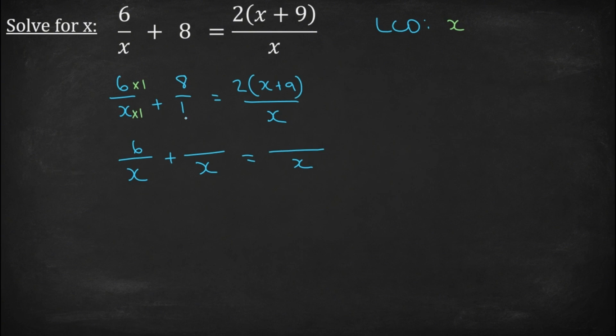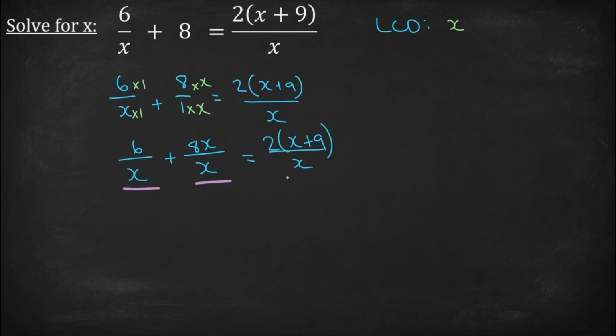Next up we have 8 over 1. So I have to ask myself, what do I have to multiply 1 by to make it the same as the LCD? And here the answer is x. 1 times x equals 1x. And what I do at the bottom, I have to do at the top. 8 times x equals 8x. And now for the last fraction or the last term, I can see that my denominator and my LCD is the same. That means I can just copy the numerator.